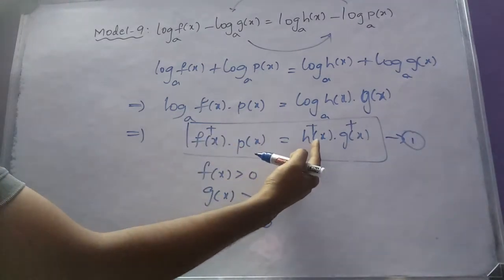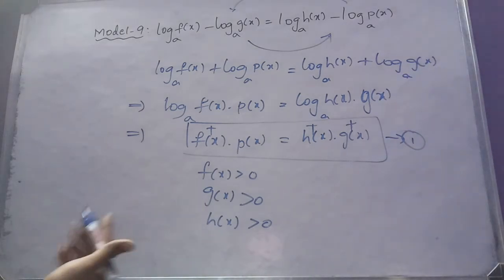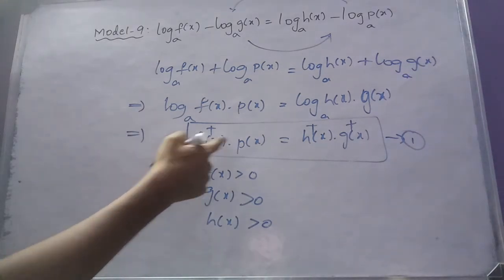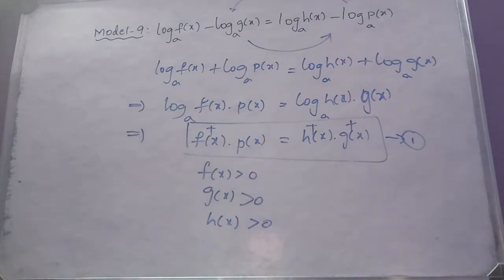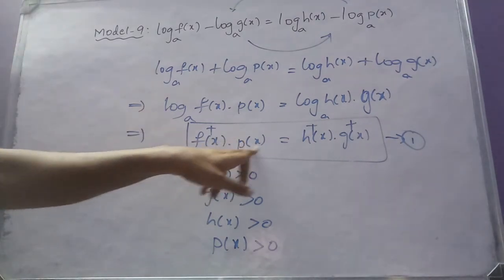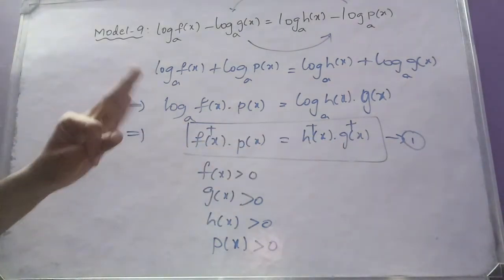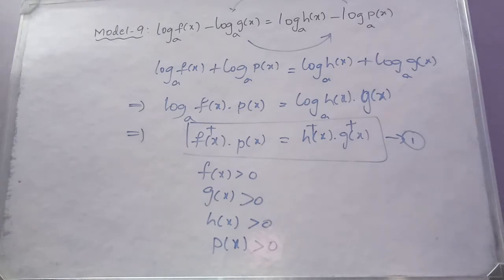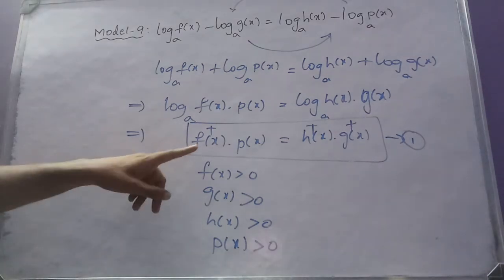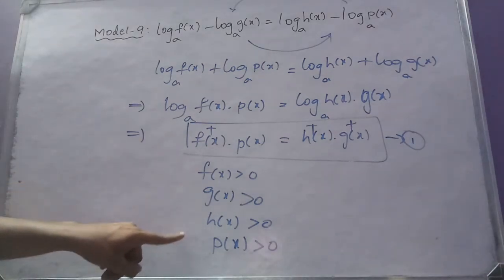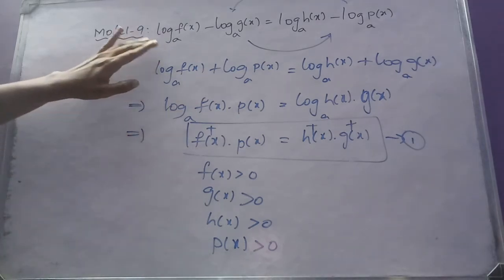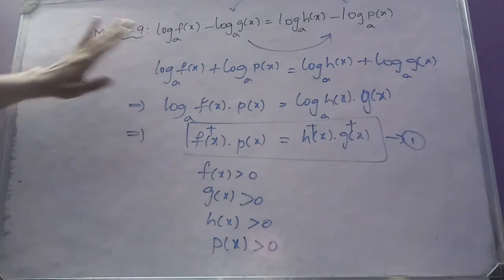Because RHS is plus into plus, then LHS also must be plus into plus only, na? Automatically p of x will be positive. You can mention it or you can ignore it. It doesn't matter. So among these 4, if you take 3 as positive, it is enough. So this equation and these inequations must be solved to get the solutions of this equation.